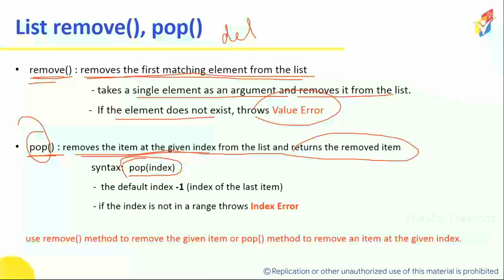Pop removes the element at the given index. The default index is -1. -1 means the last element. If there is no element at the index, it is going to generate an index error.